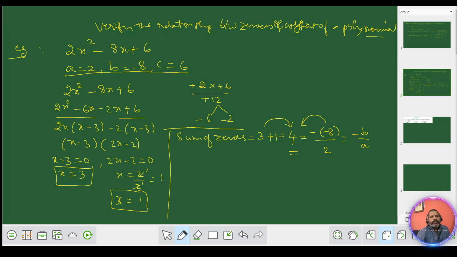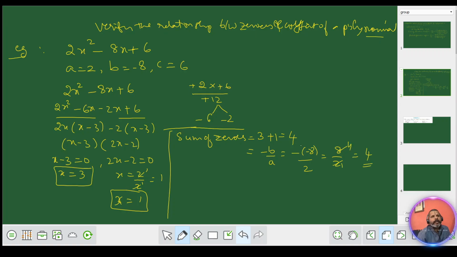Once you verify the zeros, you should get this. Or otherwise, another way is leaving this 4 here, you again get sum of zeros is minus b by a, minus of minus 8 by 2, because b is minus 8. Don't get confused. Minus b means just don't put minus 8. The minus is an expression present in the formula, and b itself is minus 8. Then 8 by 2 is 4. So this and this should come the same.